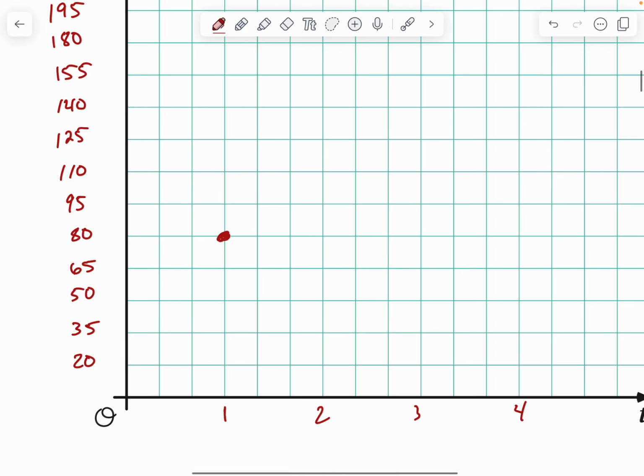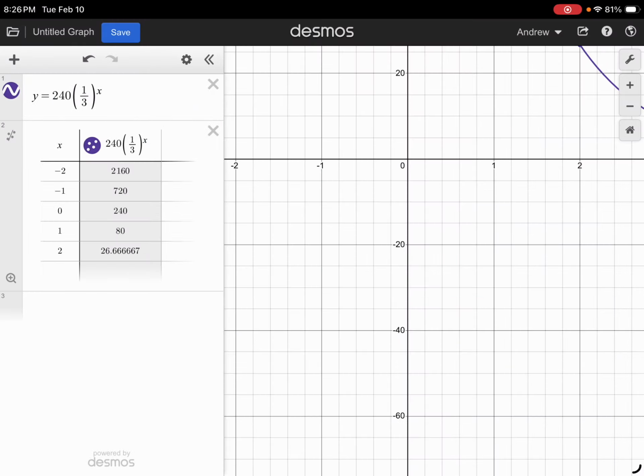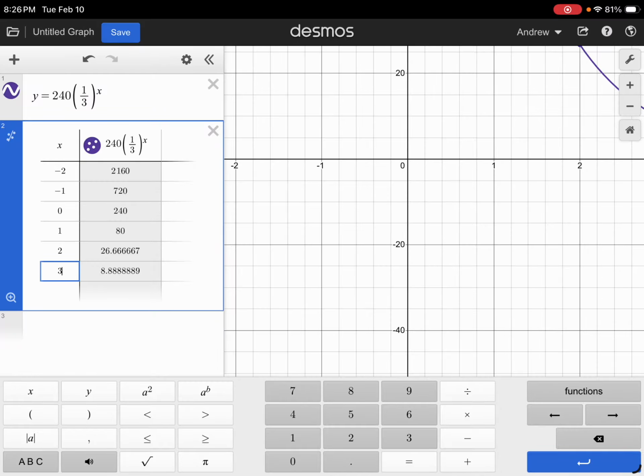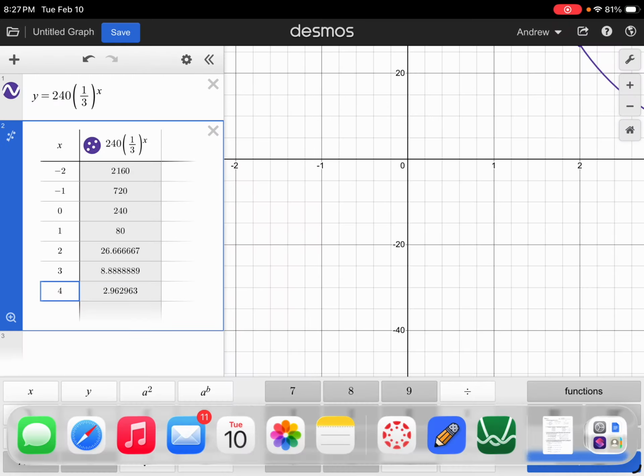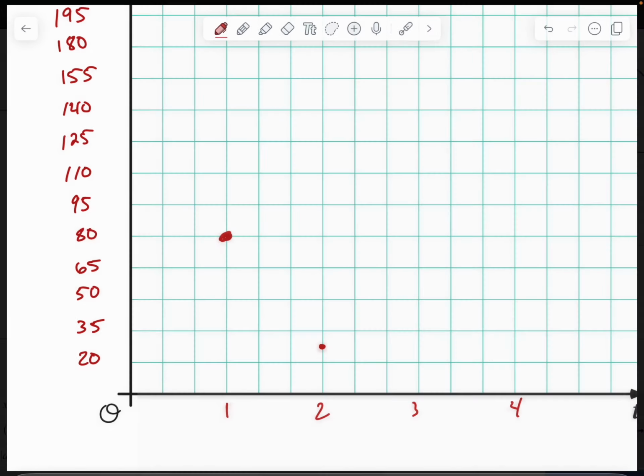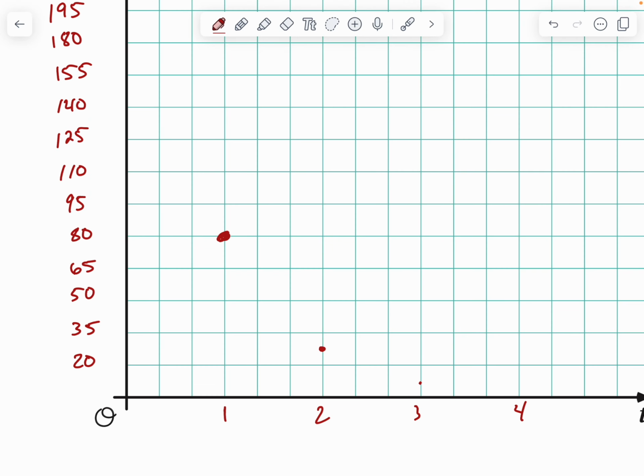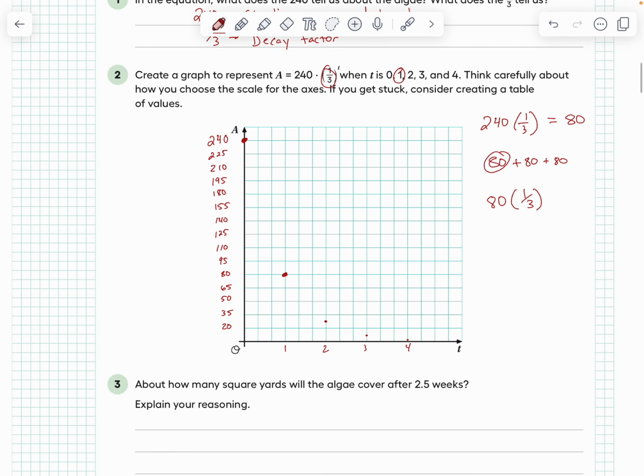Okay, so 27 would be somewhere in here. Then we go to the third one. Click a 3, which will be about 8.9. And then 4, which is about 3. So 8.9 and 3. Oof. It's going to be like there and like there. Okay? All right. So then you graph it, right? Something like that, but it's obviously got to connect all those. Okay, it looks like that. Remember, it's not going to touch 0.